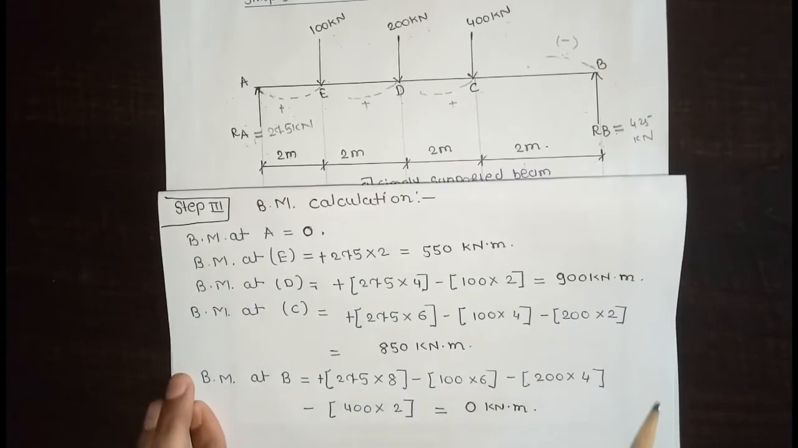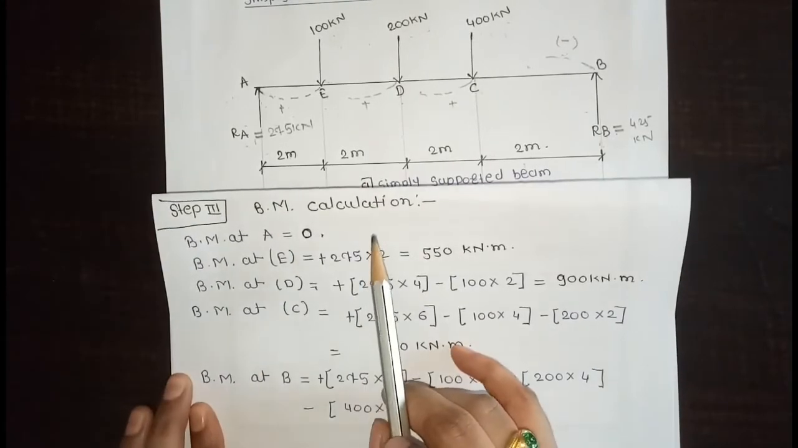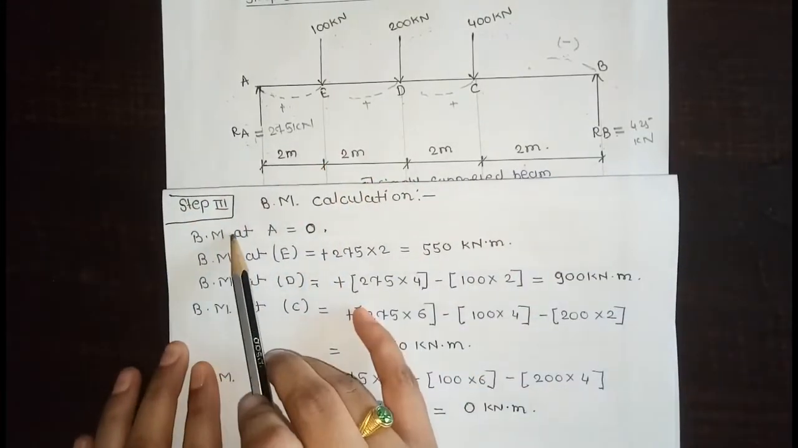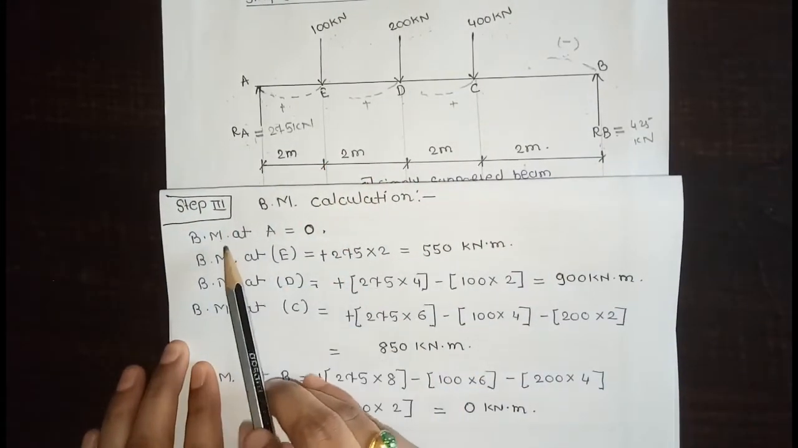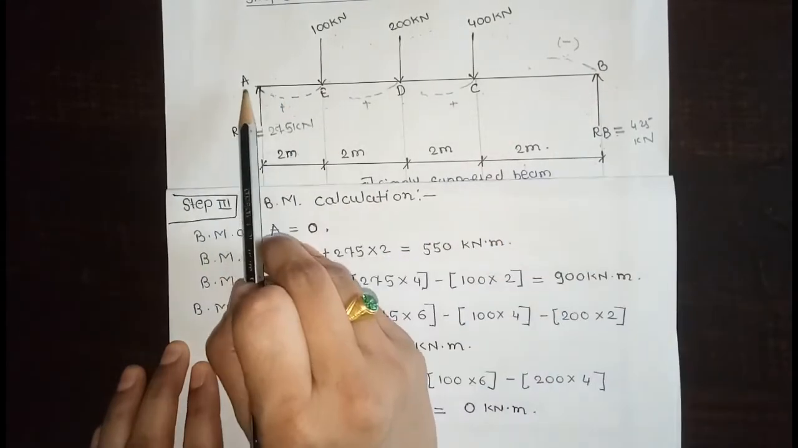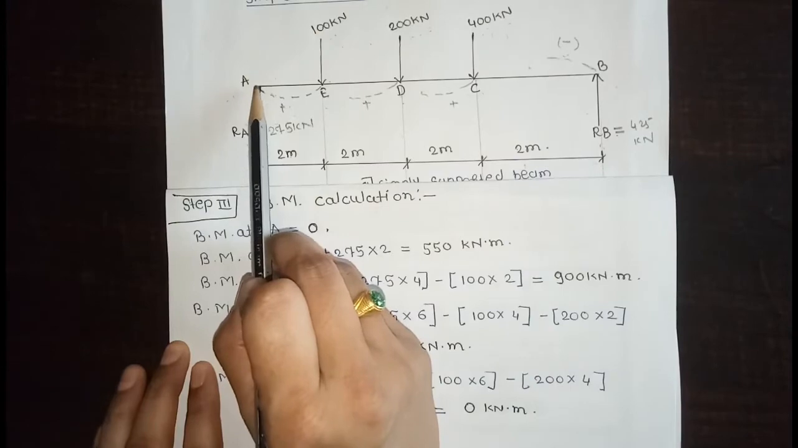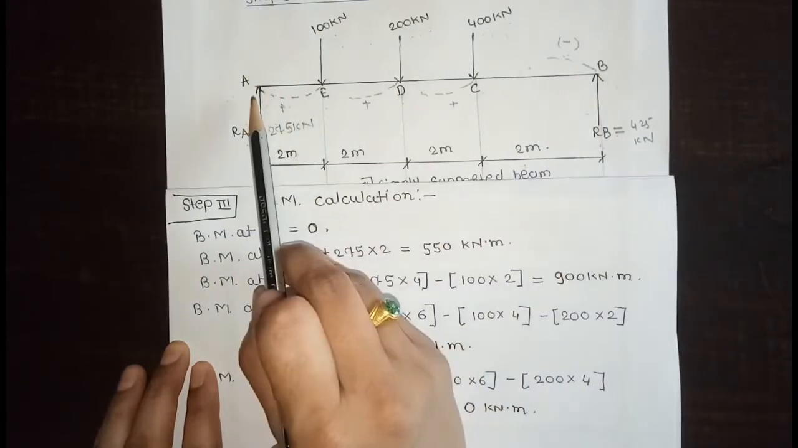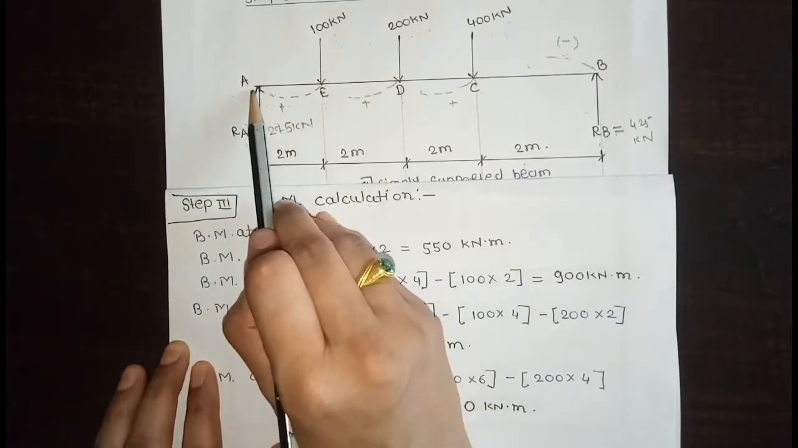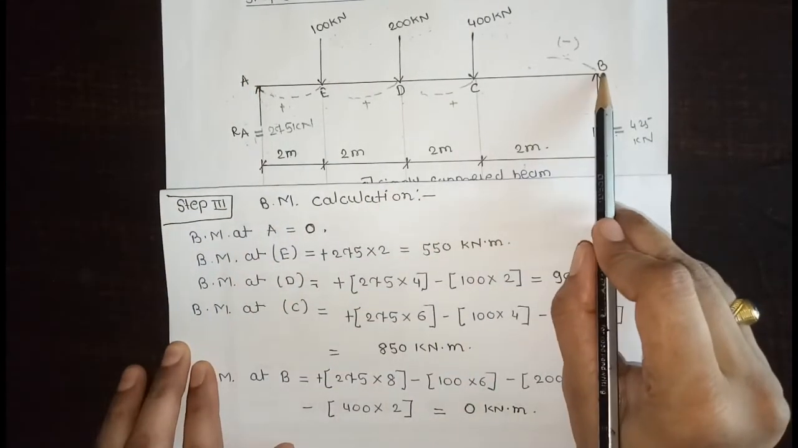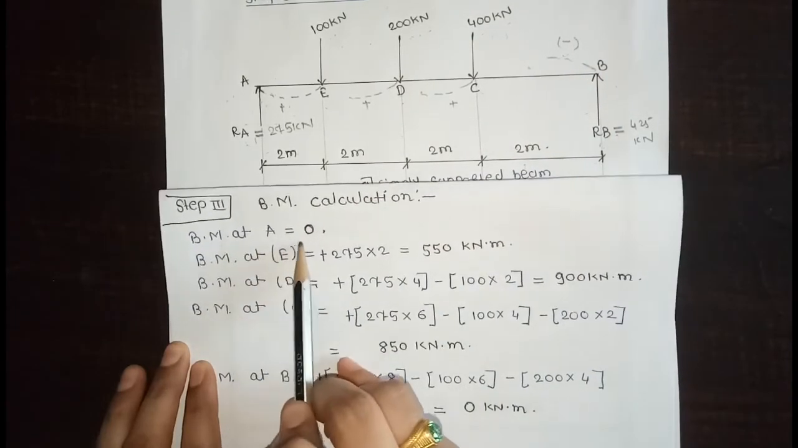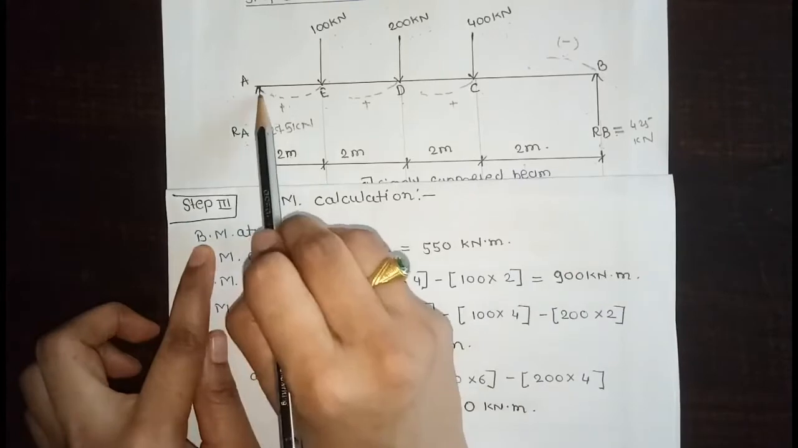So next, step 3, bending moment calculation. How to calculate moment: force into perpendicular distance. So first point, for a simply supported beam, both ends are simply supported, and for a simply supported beam, the bending moments at both ends are always 0. So bending moment at point A is equal to 0 and bending moment at point B is equal to 0.